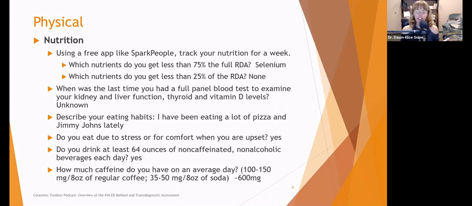Describe your eating habits. She says, I've been eating a lot of pizza and Jimmy John's lately. So in my mind, I'm seeing fats, carbohydrates, a little bit of protein, but lots and lots of carbs and very few vegetables. There are some, get some green peppers on that pizza or spinach on your sandwich or something. There's a little bit of vegetable in there, but probably not a lot. And living in the dorm, you don't have your own big refrigerator. You may have one of those little dorm size refrigerators.